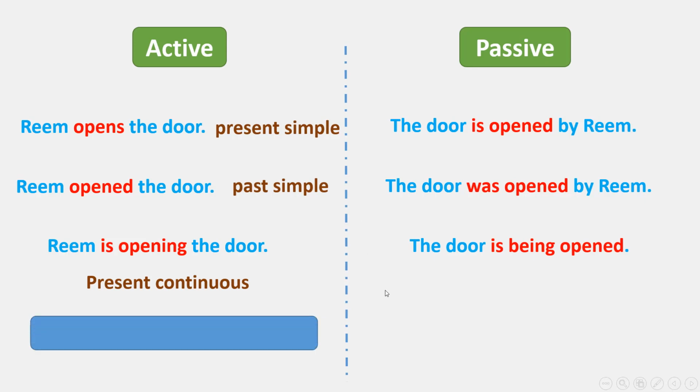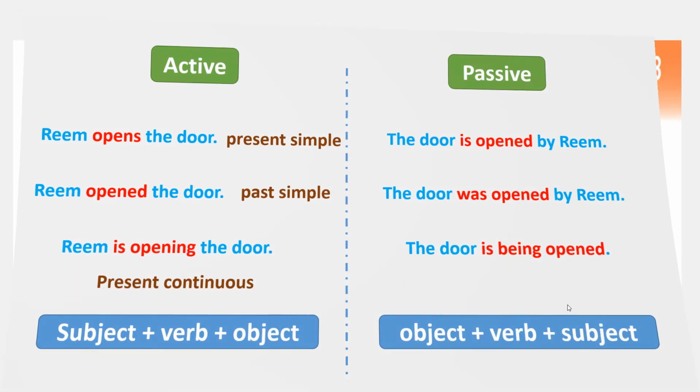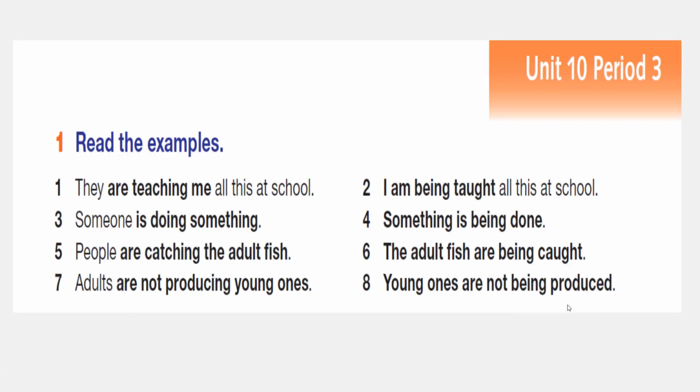Okay, so with the active sentences, we have the subject, then the verb, then the object. And with the passive sentences, we have the object, then the verb, and then the subject. Now let's read the examples in your book, Unit 10, Period 3.